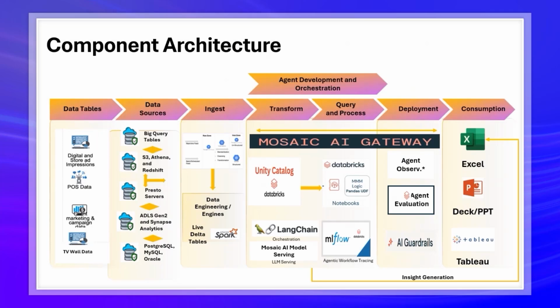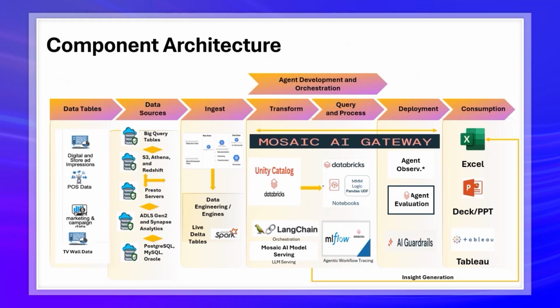And finally, Mosaic AI gives the capability to observe the agents: how they are running, where they are failing, and how they are performing. Then we are able to do agent evaluation with that, and the guardrails, which obviously come with Mosaic AI itself. That's why we have utilized Mosaic AI here. In the consumption layer, we are preparing certain outputs in Excel, PPT, and Tableau format.